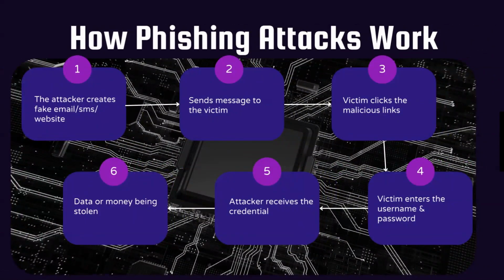Now, let's look at how a phishing attack works step by step. Firstly, the attackers will create a fake email, SMS, or website that looks like a legitimate one. Next, the attackers will send the fake message to the victim. The victim who trusts the message will click the malicious link, and then enter their username and password on the fake website.